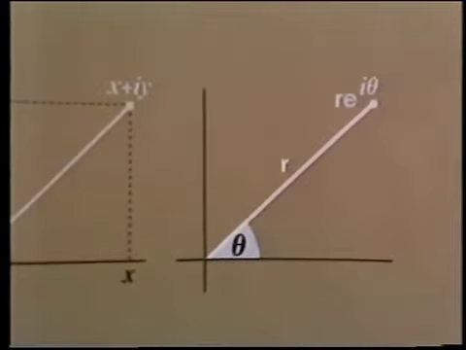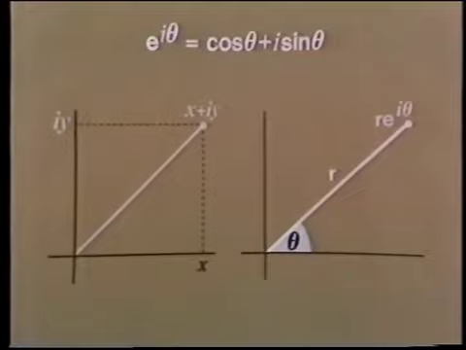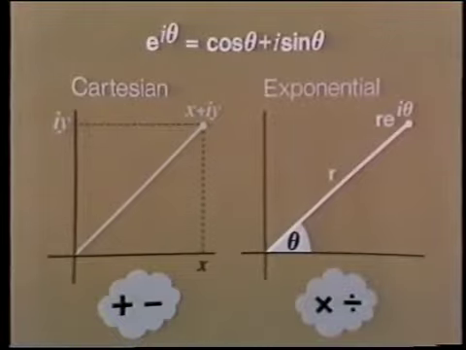This gives a new way of writing complex numbers, and the two ways are connected by this relation. The Cartesian form, x plus iy, is convenient for addition and subtraction, and the exponential form, r e to the I theta, comes in handy for multiplication and division.